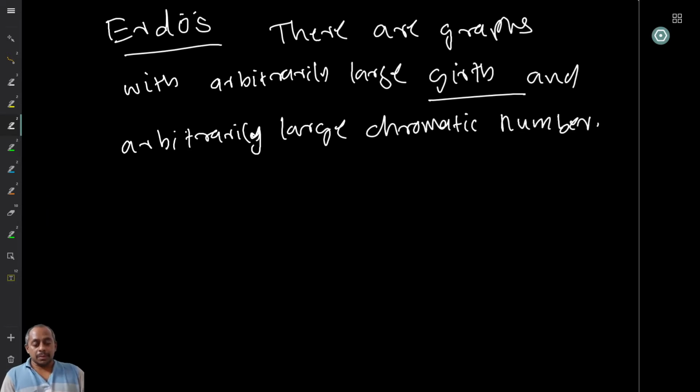Now, there is another famous result of Paul Erdős, which says that we can have graphs with arbitrarily large girth and arbitrarily large chromatic number. So what is the girth? The girth of a graph is the length of the shortest cycle.